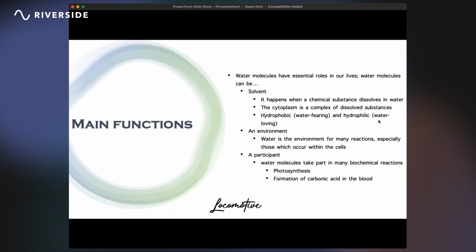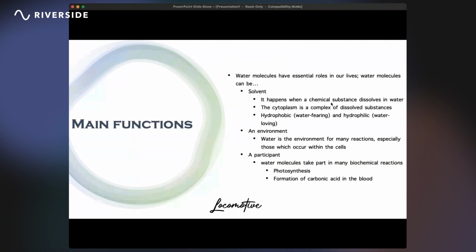Chemical reactions in living cells happen in solutions. Water is the environment for many reactions, especially those which occur within the cell. And also, they can be a participant. Water molecules take part in many biochemical reactions. Later, probably we will talk about photosynthesis and also the formation of carbonic acid in the blood.